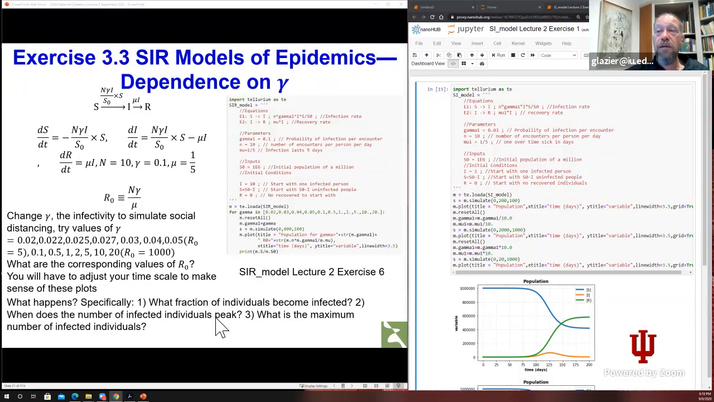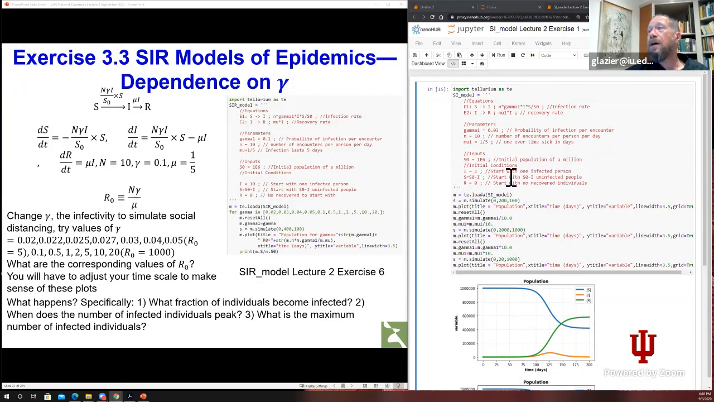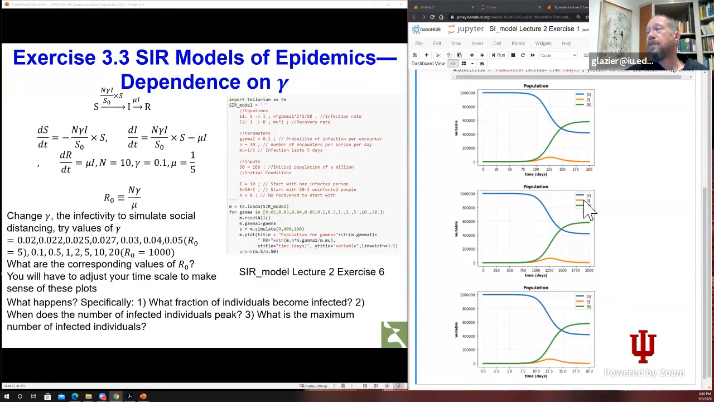And the key thing to think about when you're looking at these would be what fraction of individuals become infected. The total number of people who become infected is ultimately the R value at the end of the simulation. When the number of infected individuals peaks, when is the maximum in your orange curve? And what's the maximum value? So for example, in this particular simulation that I did here, gamma is 0.03. So that would correspond to an R naught of 1.5. What happens here?